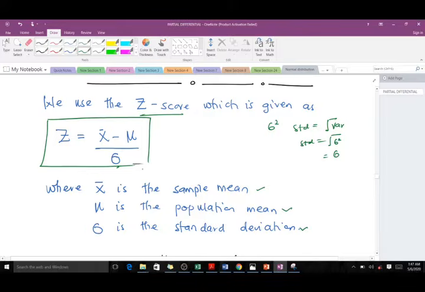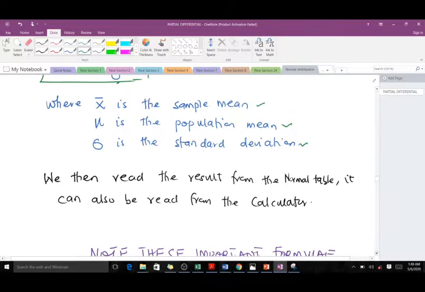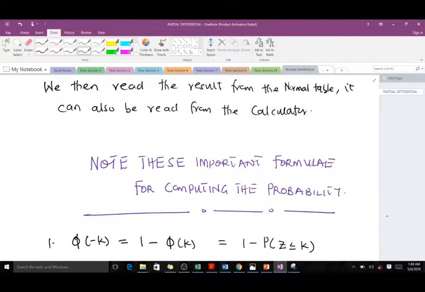It's a very important formula as far as the normal distribution is discussed, so let's take note of this. We then read the results from the normal table. This can also be read from the calculator. Mostly we read our results from the standardized normal table, and we can also use the calculator to find our readings, and I'll take you through both of them. This is to enable you to know almost everything regarding the normal distribution and prepare you effectively for exams as well.